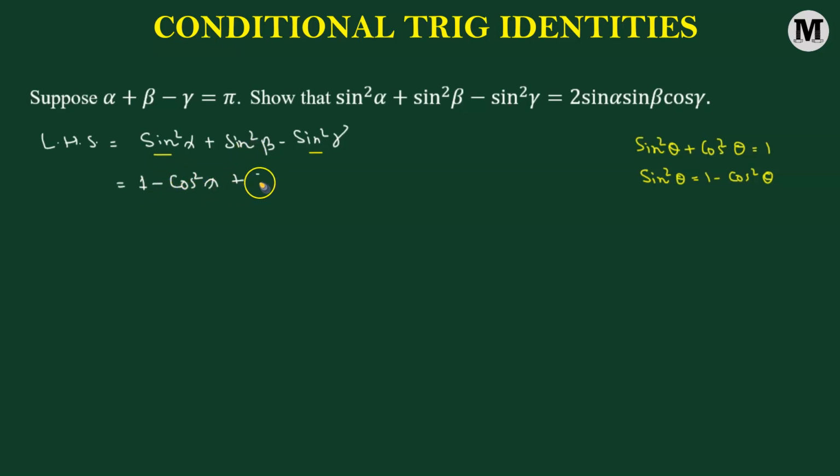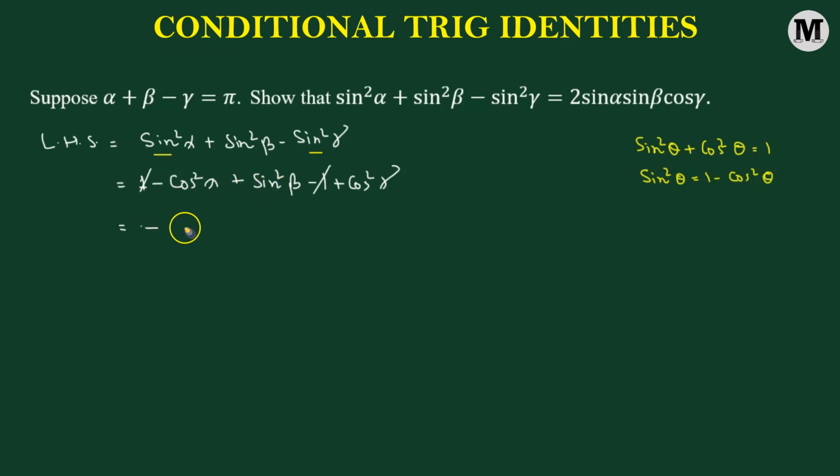We are going to keep the sine squared beta intact. So we have sine squared beta minus sine squared gamma. So that is 1 minus cosine squared gamma. So we should get negative 1 added to cosine squared gamma. Here 1 and 1 get cancelled out. Now we are left with this, so let's cancel it out. Negative cosine squared alpha plus sine squared beta.